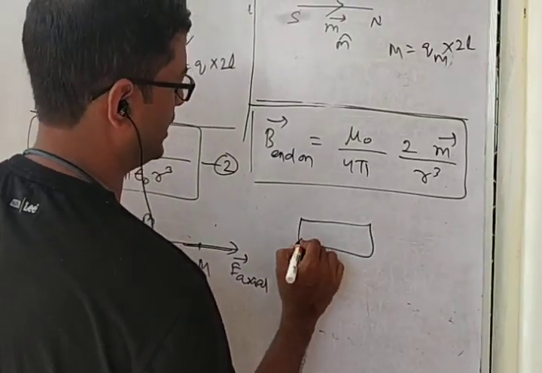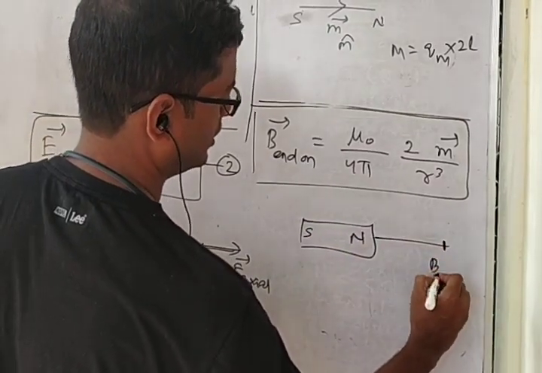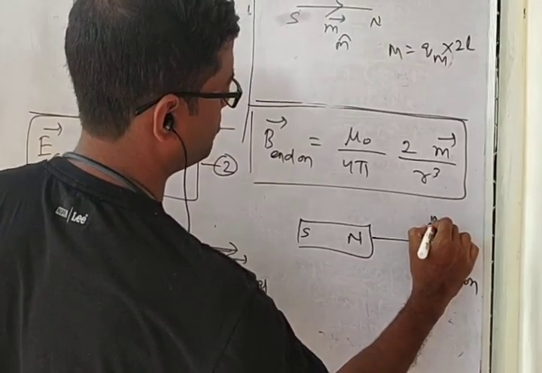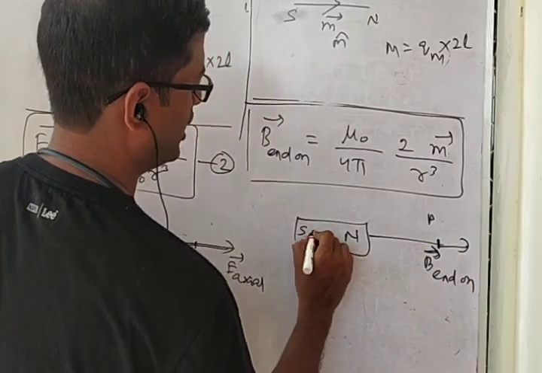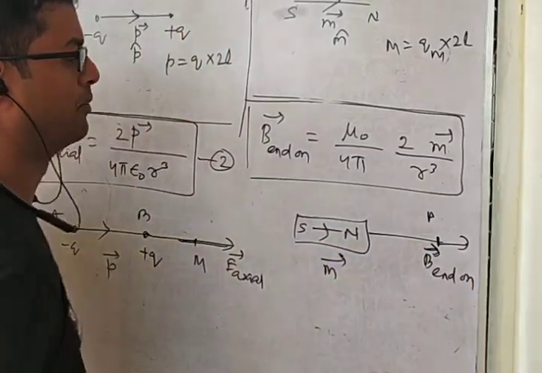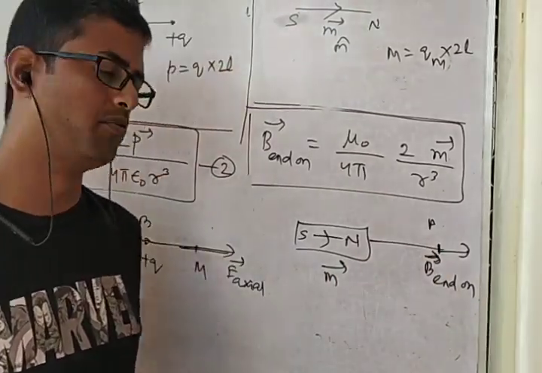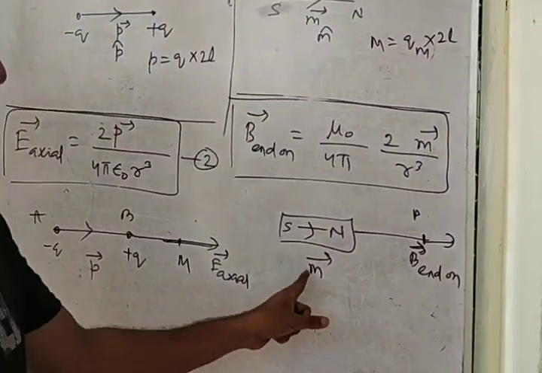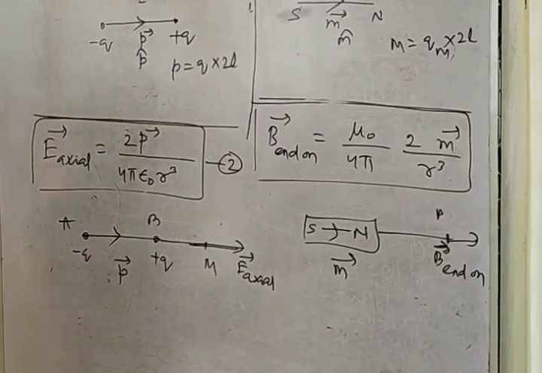Similarly for bar magnet, this will be B end-on, at position point P I am finding. So this is the direction of B end-on, and this is the direction of magnetic dipole moment. So magnetic field intensity due to a bar magnet at any point is also along the same direction, or parallel to the direction of magnetic dipole moment. Hope you are clear. Thank you.